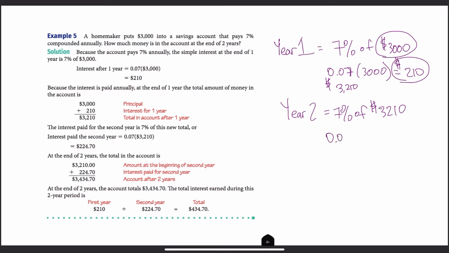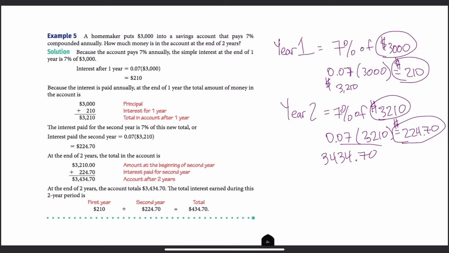So what is 7% of 3,210? That turns out to be $224.70. Now I take this and add it to what I started year two with, and that's how I'll get what I end year two with, which would be $3,434.70.